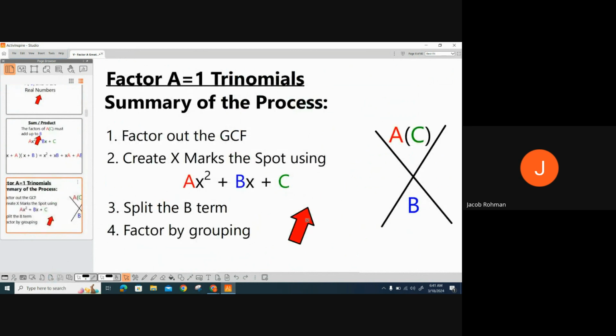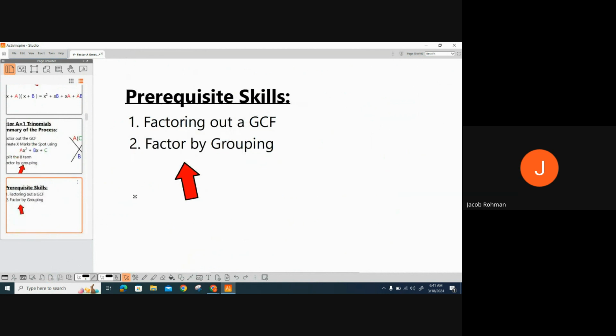So here's an overview of the process. We're going to start with factoring out any GCFs that we see. Secondly, we're going to create the x marks the spot using a times c at the top and b at the bottom, and again, that comes from this formula. Third, we're going to split the b term. And fourth, we're going to factor by grouping. To complete all of this, the prerequisite skills are factoring out a GCF and factoring by grouping. If you're not familiar with those, please go back and review them.